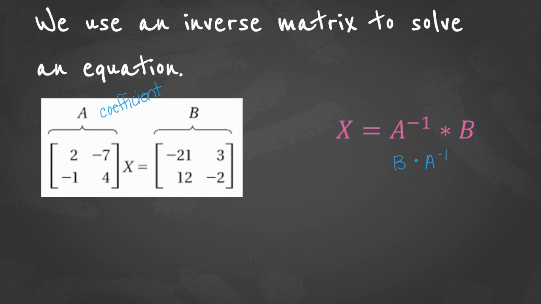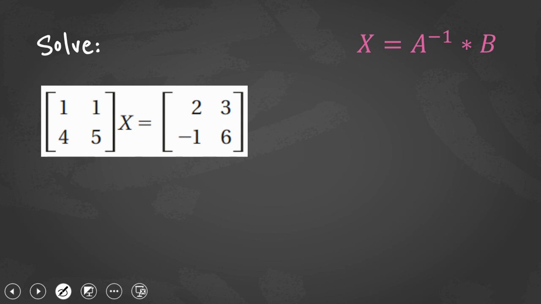Be very, very careful about the order, especially when you're putting this into your calculator. You have to do the inverse of A first times B, okay? That's really important because you will not get the right thing if you don't do it in the right order. So we're going to try this. We're going to take the inverse of A times B.